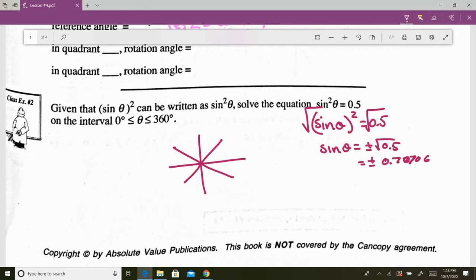All right. So I need to know the reference angle, which is these angles here. To find my reference angle, you do the inverse. So sine to the -1 of the positive number. Do not do the negative number. And if you do that, you should get, anybody want to tell me? Rounding to the nearest degree. 45 degrees. So that's 45, 45, 45, and 45.